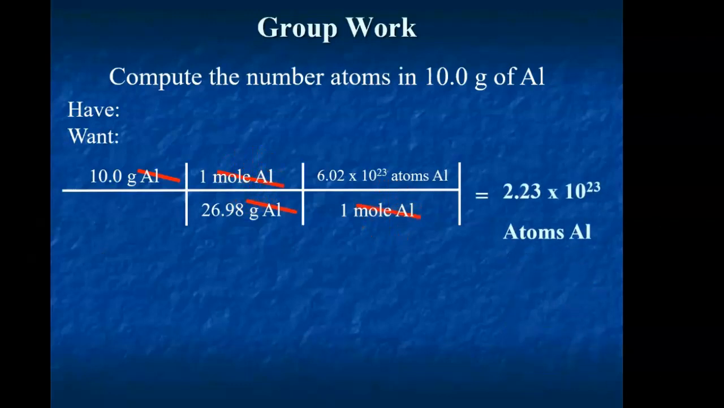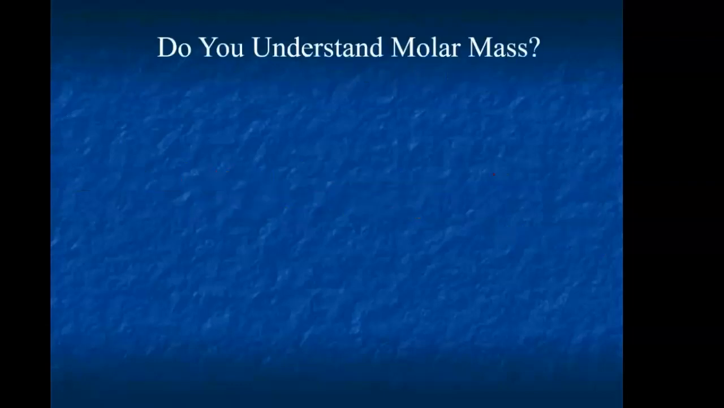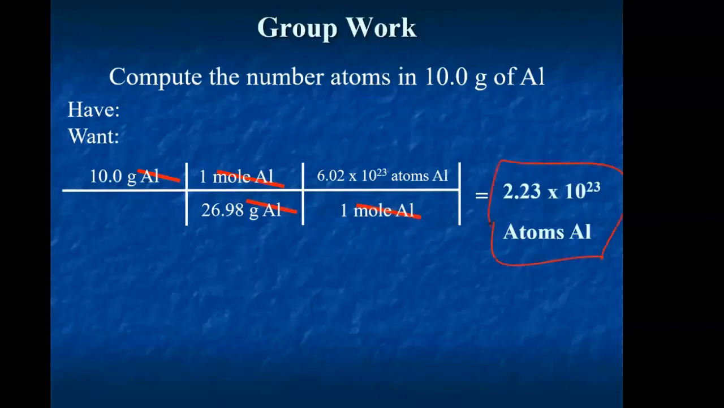I got 2.23 times 10 to the 23rd. Now, if you got 2.22, 2.24, all those would be correct. It should just be close to 2.23. Again, it might have been different because you might have had more numbers here, or you might have used 2, so that's fine. Again, when you're doing your molar masses, I just say keep at least 2 digits past the decimal place. So at least 2 digits. You can have more if you want, but don't round.